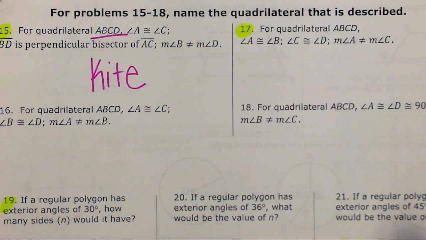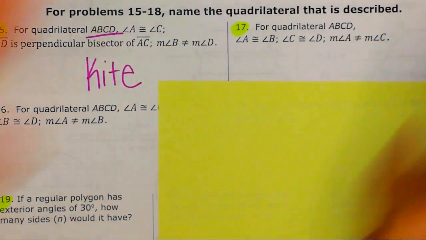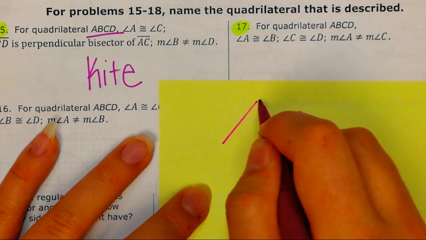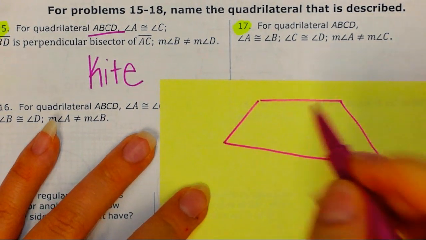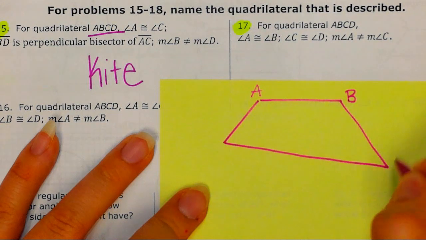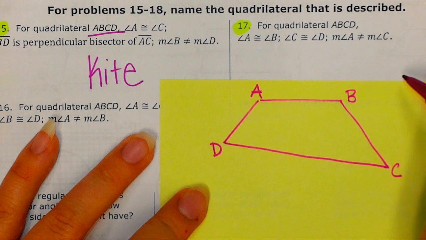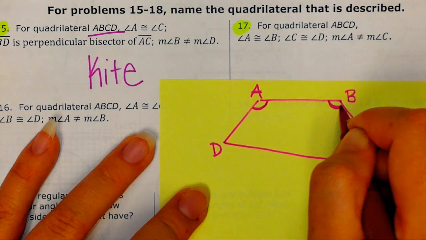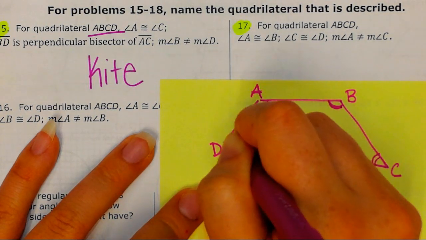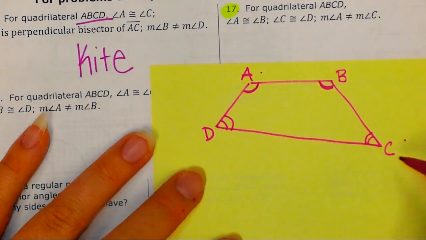All right, for number 17, we're going to do the same kind of thing. So I'm going to hypothesize, make a guess. I don't know what this shape looks like, but I'm just going to try some stuff out. Okay, I'm going to label it A, B, C, D. Now I'm going to fill it in with this information. So it tells me that A and B are congruent, and C and D are congruent, but A and C are not congruent. They don't match.